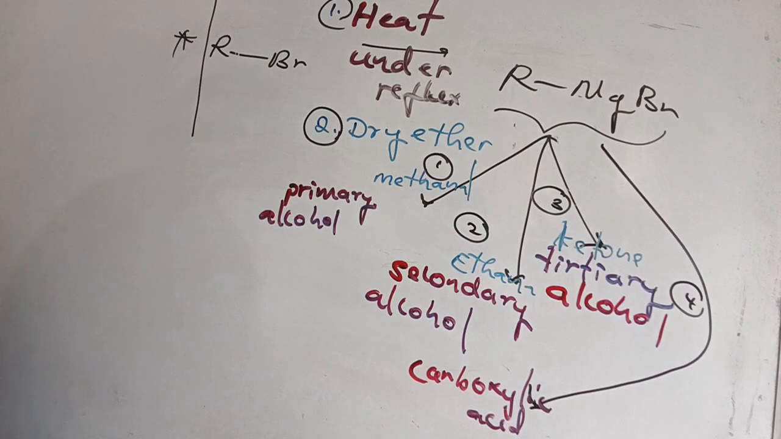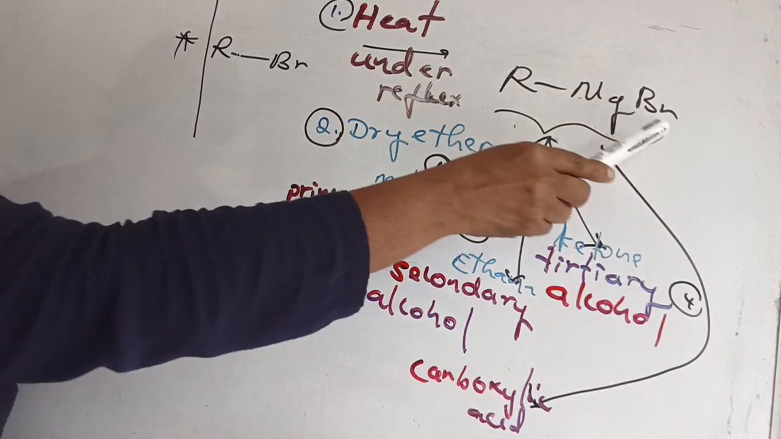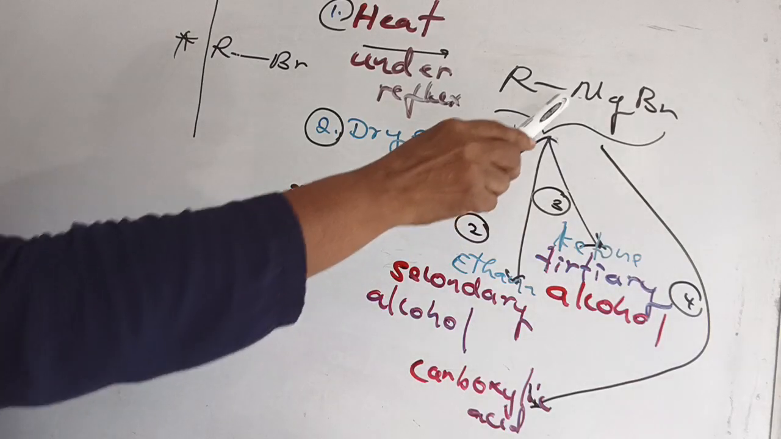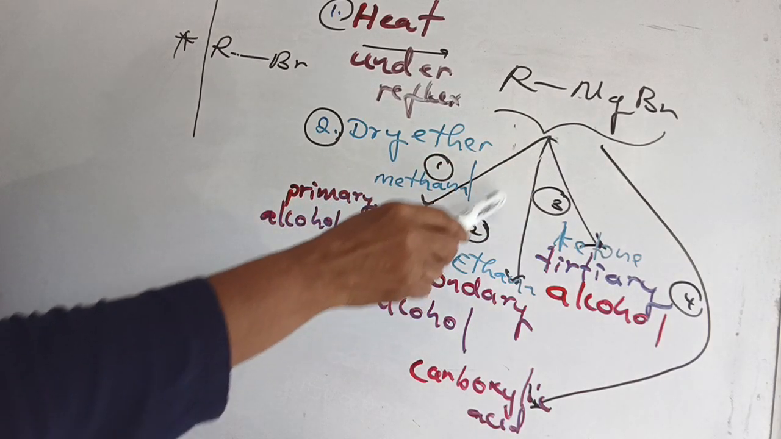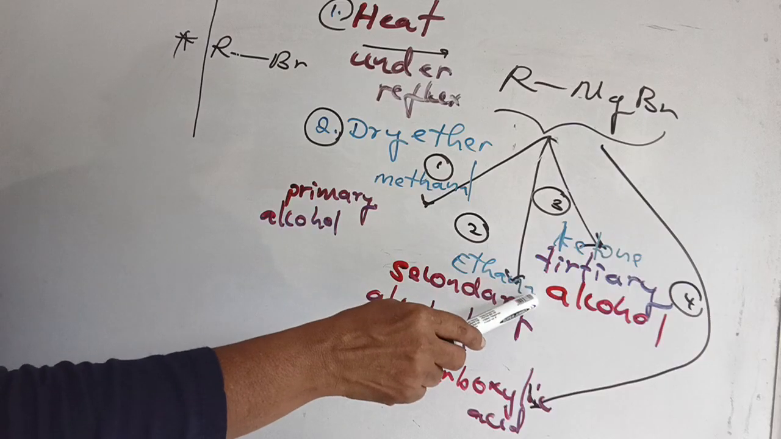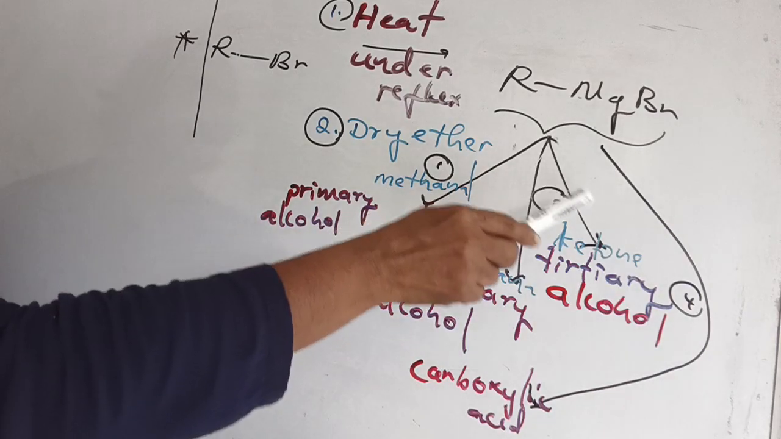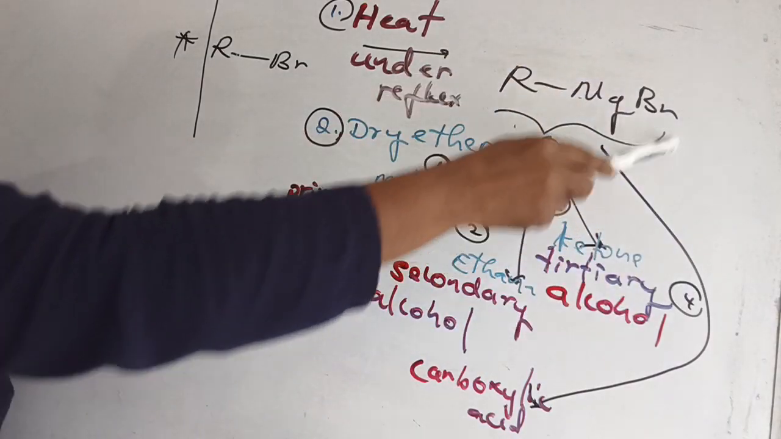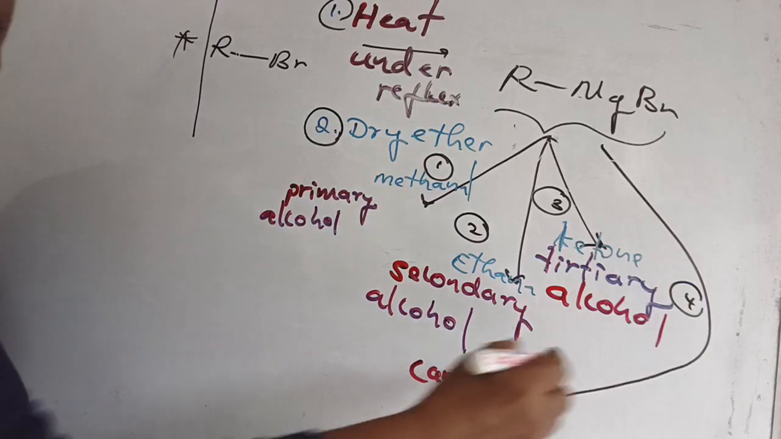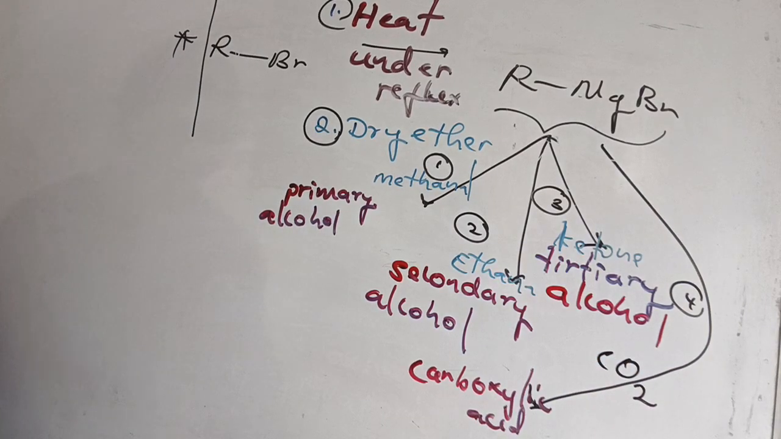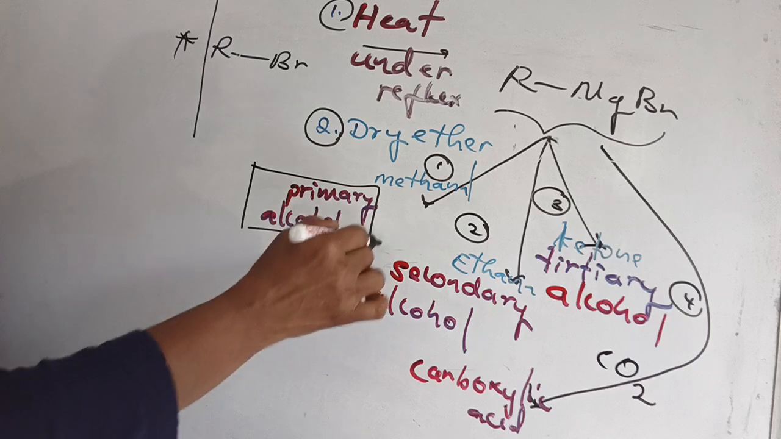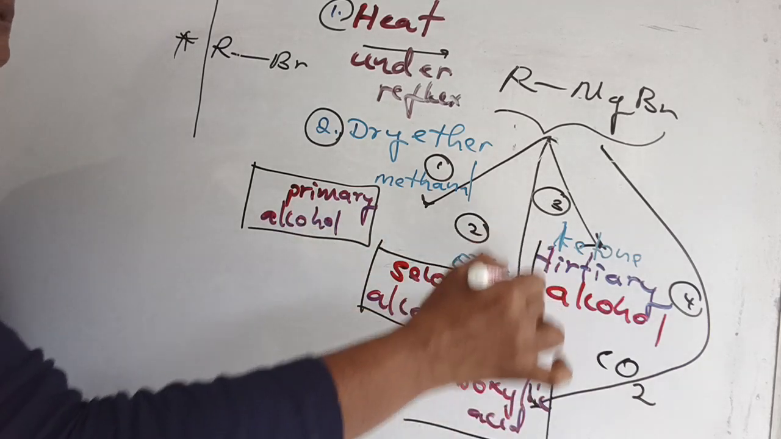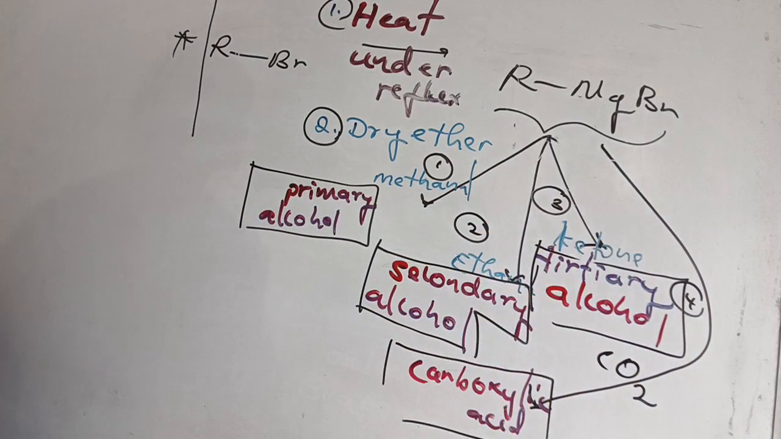This schematic representation shows that once we obtain the Grignard reagent, if it is treated with methanal, our product would be a primary alcohol. Once you treat the Grignard reagent with ethanal, it gives the secondary alcohol. Also with any ketone, we get the tertiary alcohol. When we react the Grignard reagent with carbon dioxide, the fourth product is the carboxylic acid. So basically we can produce primary alcohols, secondary alcohols, carboxylic acids as well as tertiary alcohols by using the Grignard reagent.